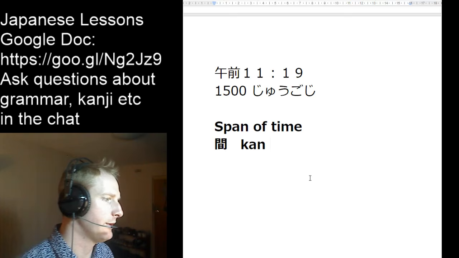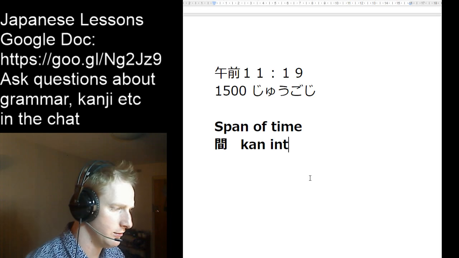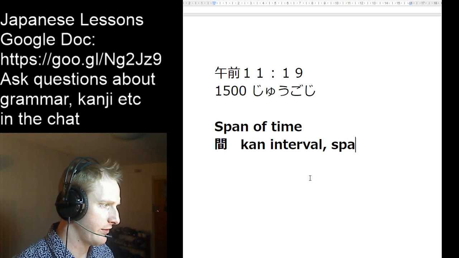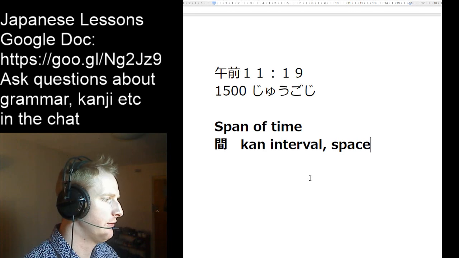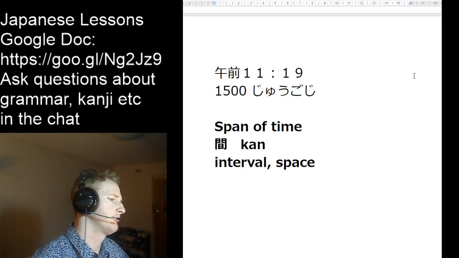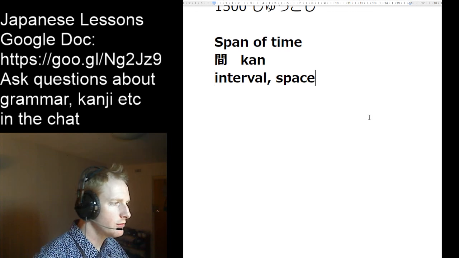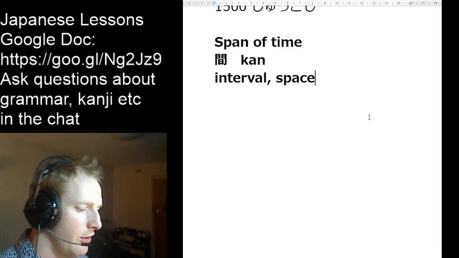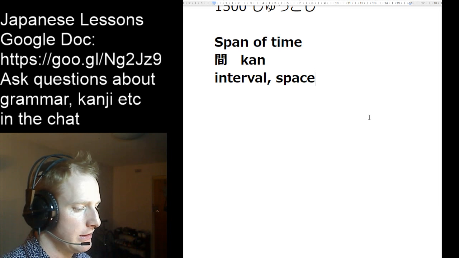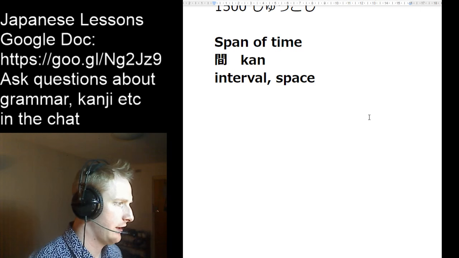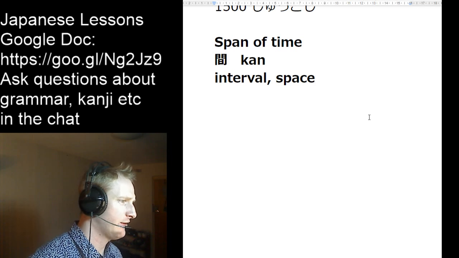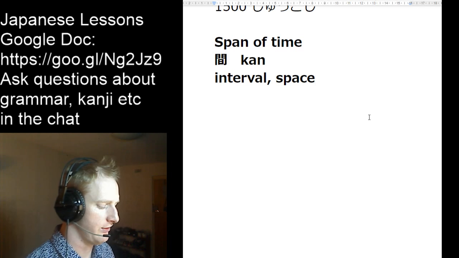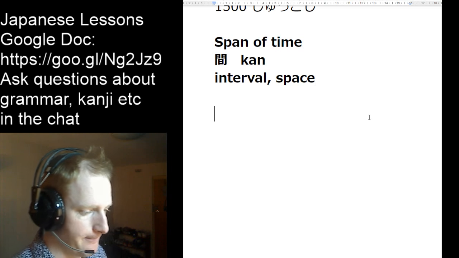Alright, and this is what we use. This kanji actually means interval or a space, and this is why we use it for spans of time. So we can put it on the end of certain things, and then it goes from basically a statement of time to a statement of a span of time.